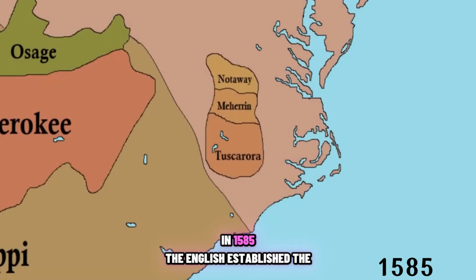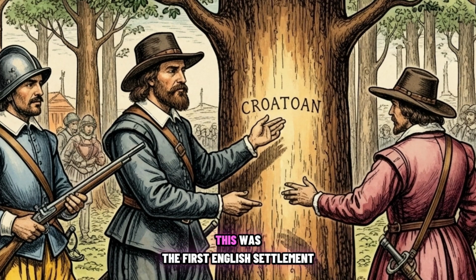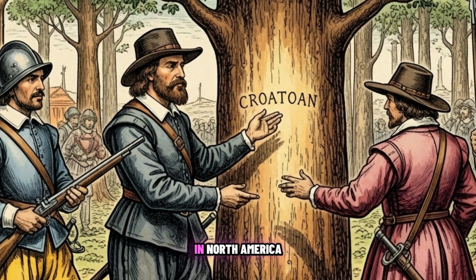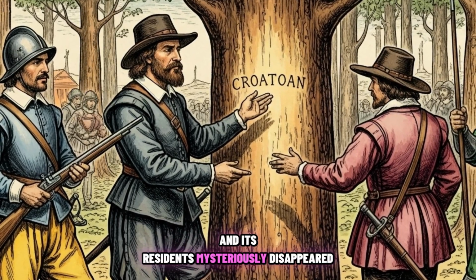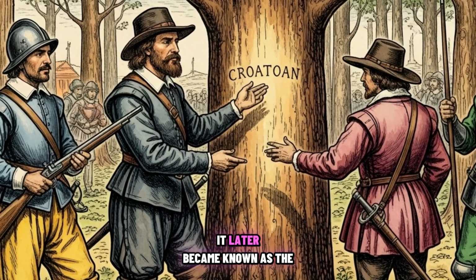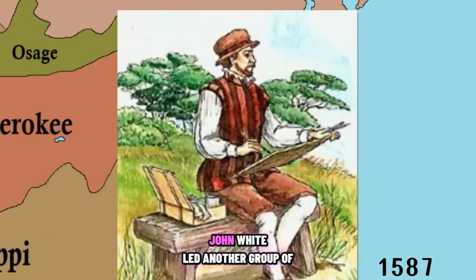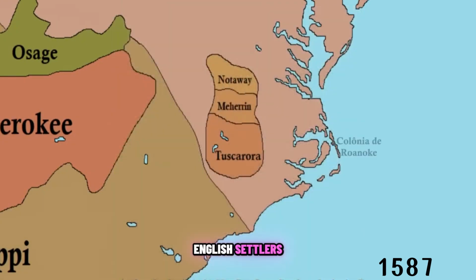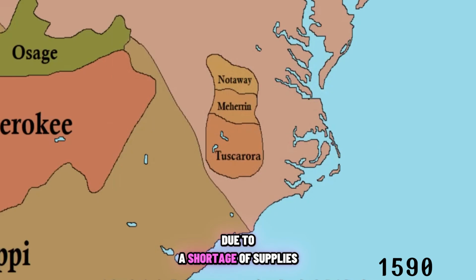In 1585, the English established the Roanoke colony on Roanoke Island in present-day North Carolina. This was the first English settlement in North America, but the colony eventually failed, and its residents mysteriously disappeared. It later became known as the Lost Colony. In 1587, John White led another group of English settlers to establish a new settlement again on Roanoke Island. However, due to a shortage of supplies, the settlement was abandoned.